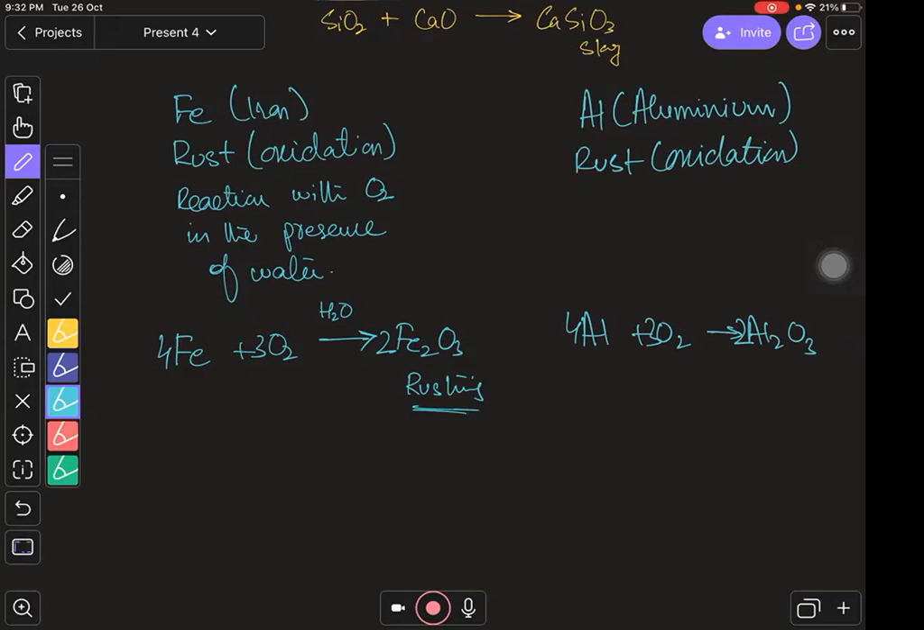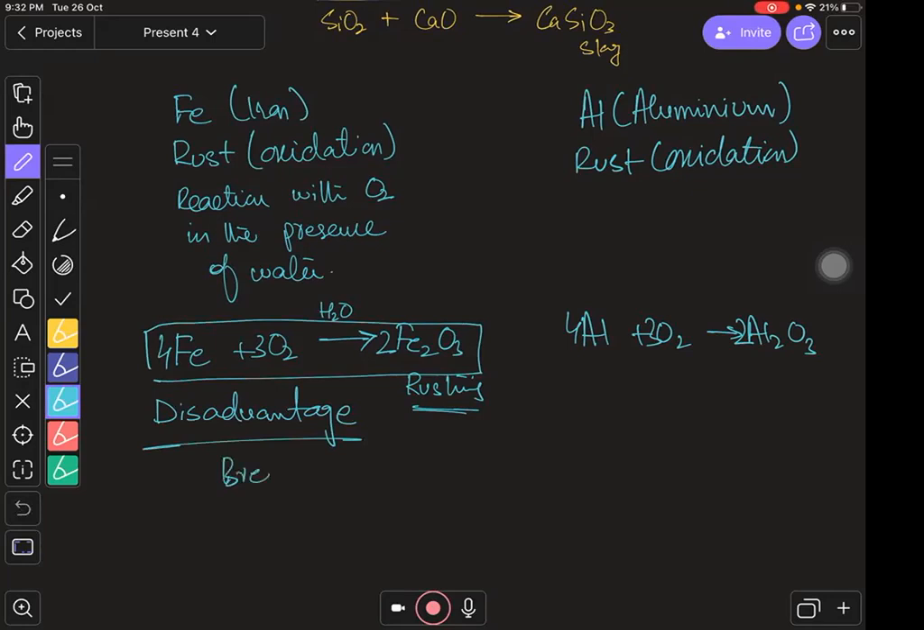यहाँ पर ये हमारे लिए डिफिकल्टी है, ये हमारे लिए नुकसान है. This is a disadvantage, right? ये problematic है. It is just going to break down metal. It is a breakdown of metal. It is a loss of metal. You can say that is loss of metal in the form of rusting.